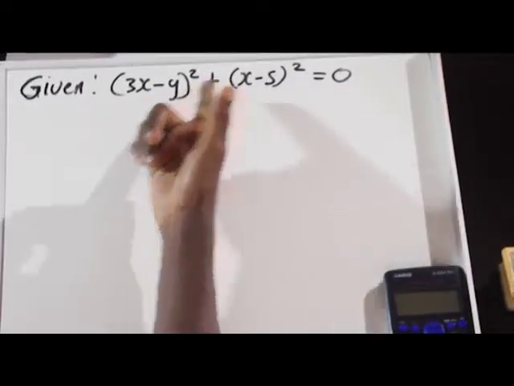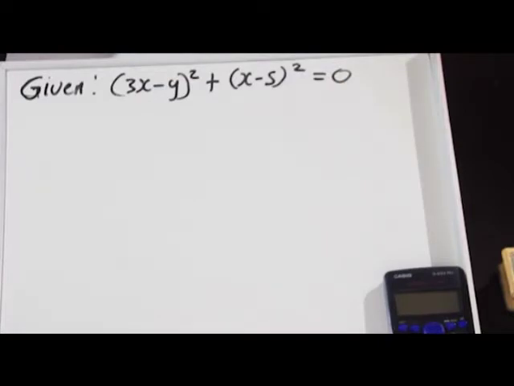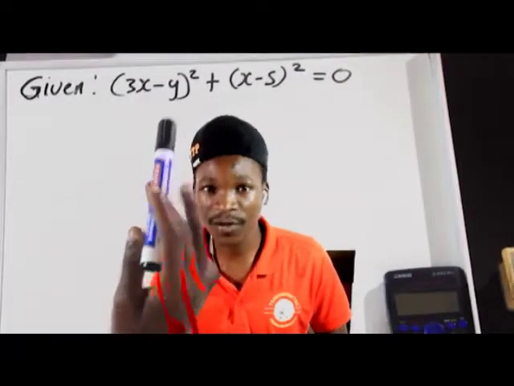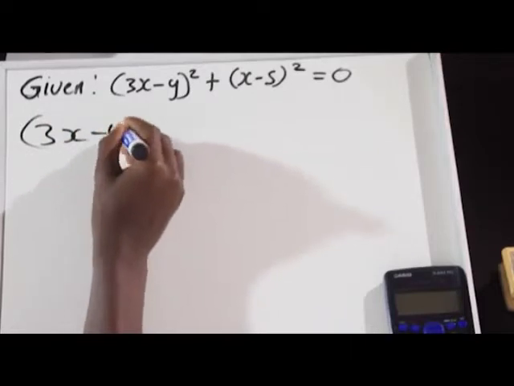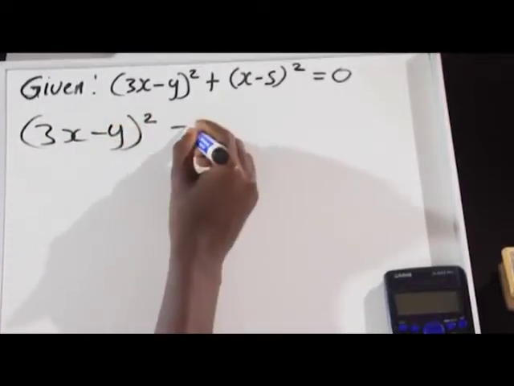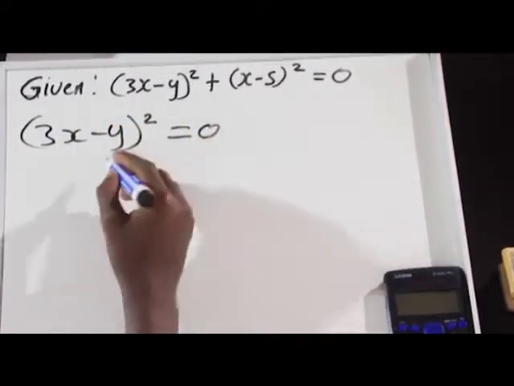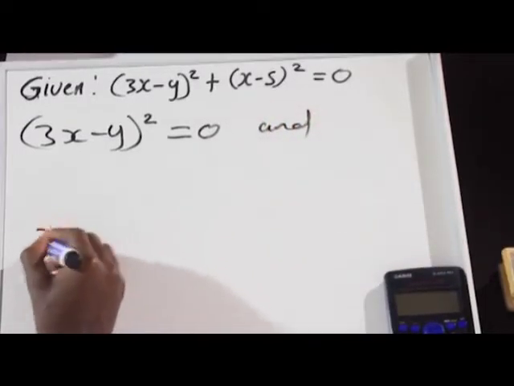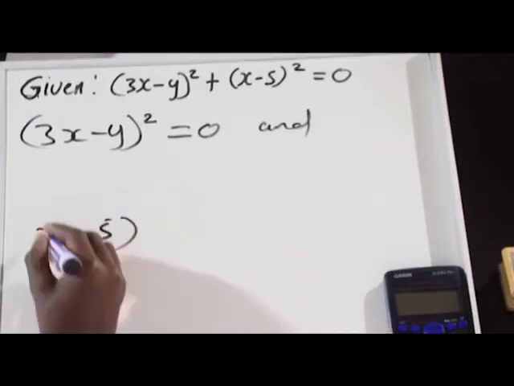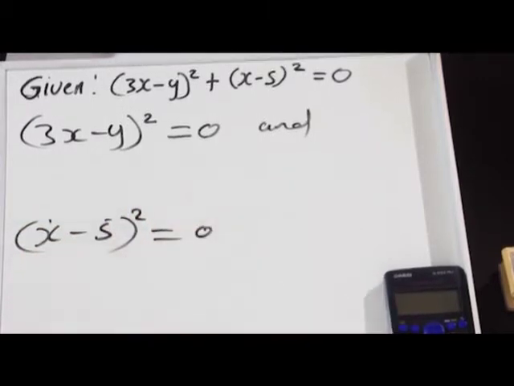But remember that this bracket plus this bracket equal to 0. Now the thing that you need to do is each and every bracket, you need to equate it to 0. What I mean is that (3x minus y) squared equals 0, and (x minus 5) squared equals 0.